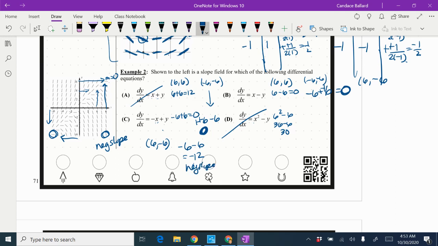So that's a possibility. Let's plug it into this one here and see if we can eliminate it. So we've got 6 minus negative 6, double negative goes positive, so I get a steep slope, but it's positive, so that eliminates this answer choice. So my answer has to be answer choice C.